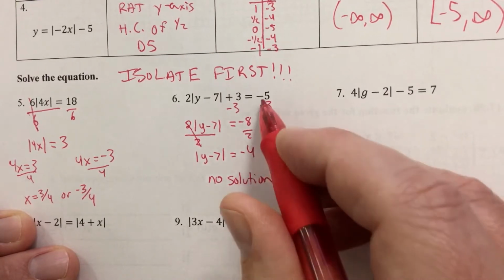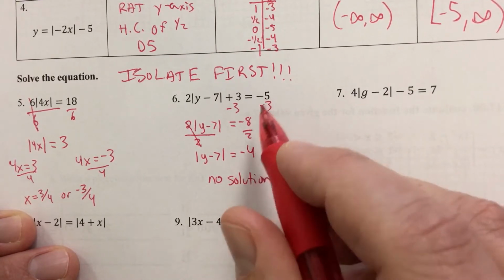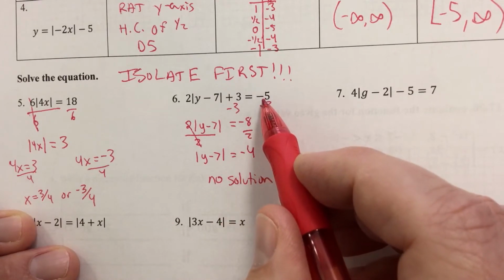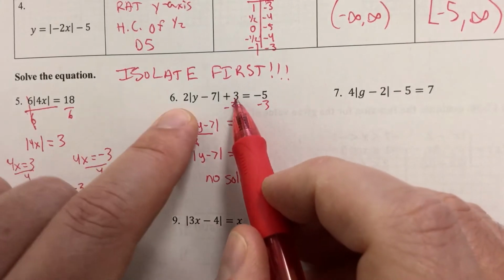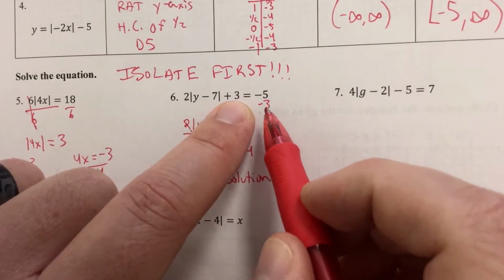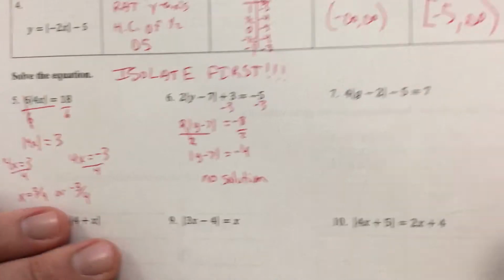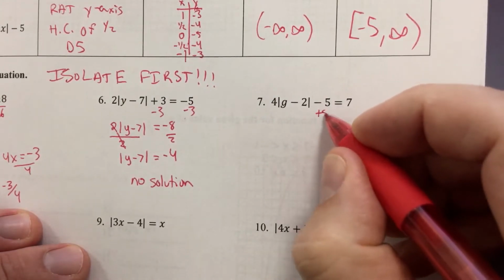Do not make this call too early. Just because you see a negative over here does not necessarily mean there's no solution. You need to isolate first because doing some of these operations to this side can make that negative back to positive. Next one, add 5.